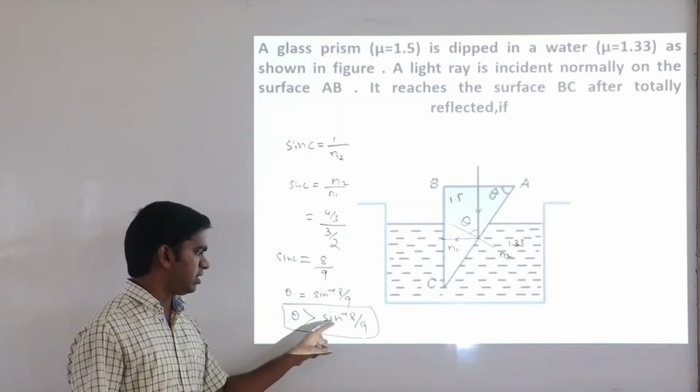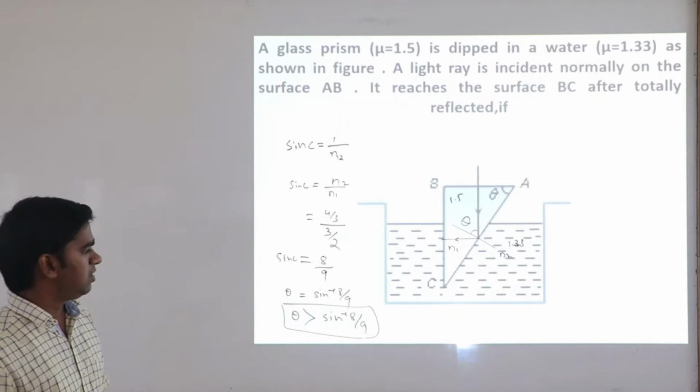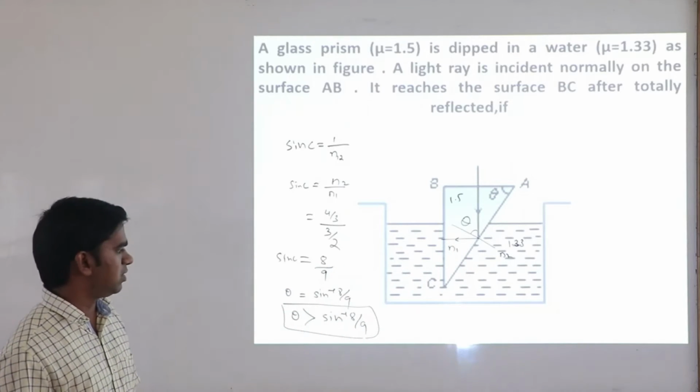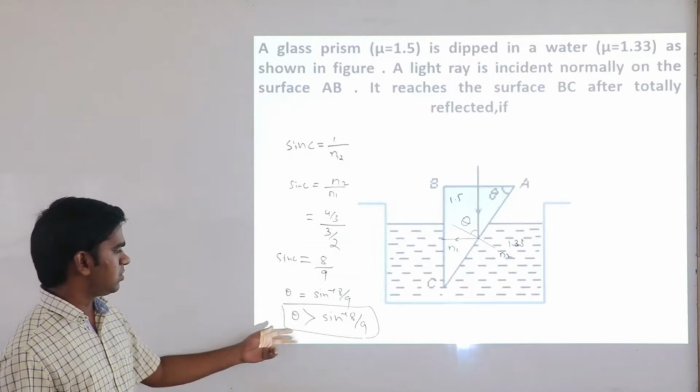So theta should be greater than this one. If it is equal, then it just grazes, it may not come outside. So not inside. So this is what they answer.